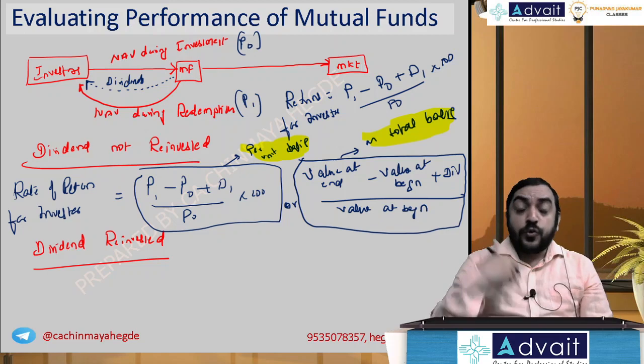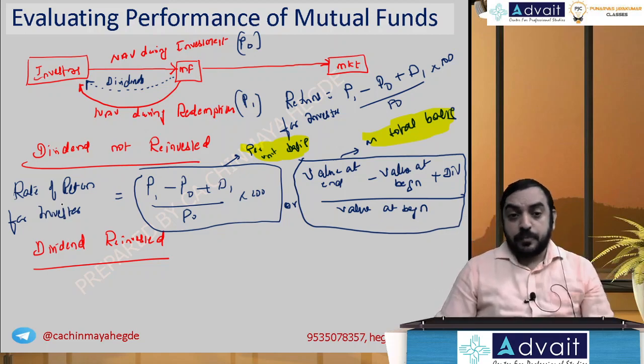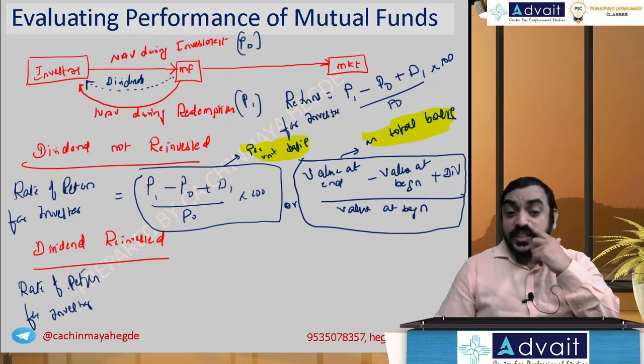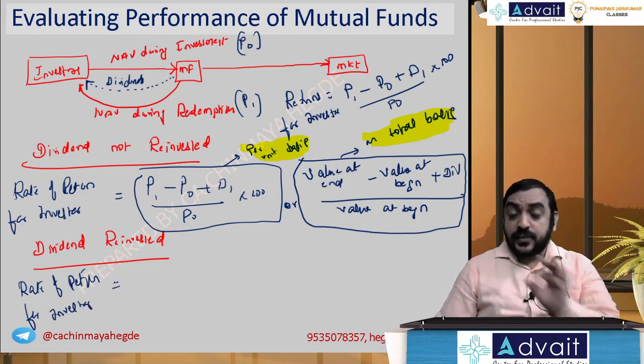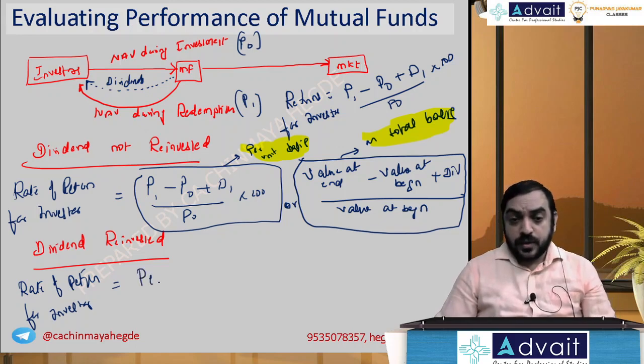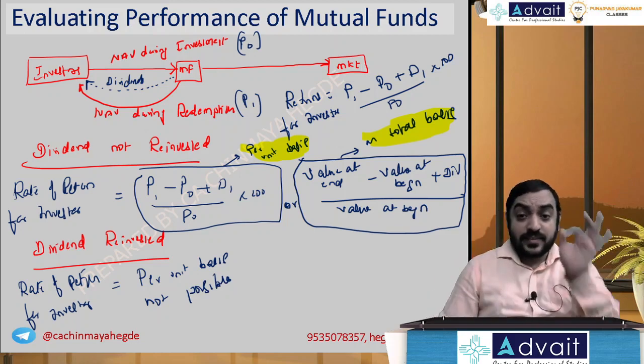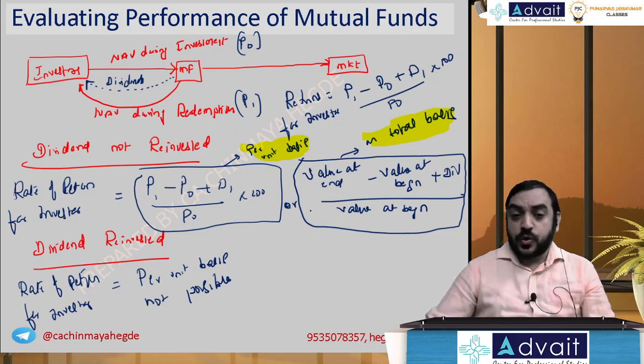Okay. Now, if you reinvest dividend, here is the important thing. Rate of return for investor. If you reinvest dividend, then per unit basis should not be done. Per unit basis, not possible. I'll give a numerical example. You'll understand better. On a total basis, yes, it is possible and it should be only on total basis.